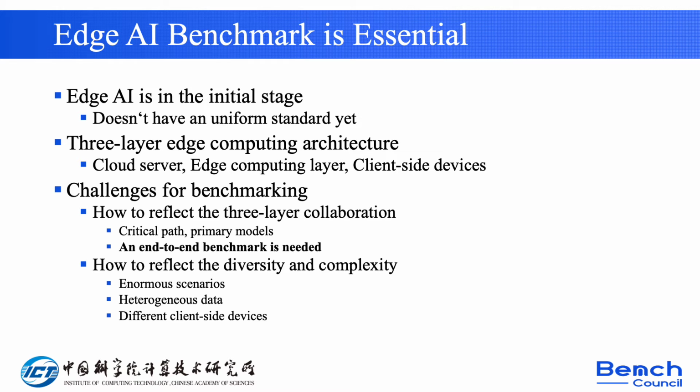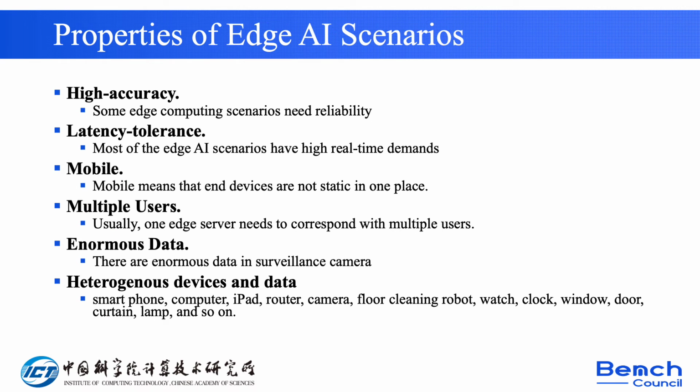Because of the different kinds of client-side devices, a large quantity of heterogeneous data, and privacy and security issues, most of those scenarios have a high requirement for latency and network bandwidth. So, how to reflect the diversity and complexity is also a problem. Although edge computing solves some problems of centralized cloud computing, it also has many challenges because of its complicated scenarios and hierarchical architecture. Based on our extensive survey, we conclude six significant characteristics of those edge AI scenarios. These pages show those six characteristics in specific scenarios.